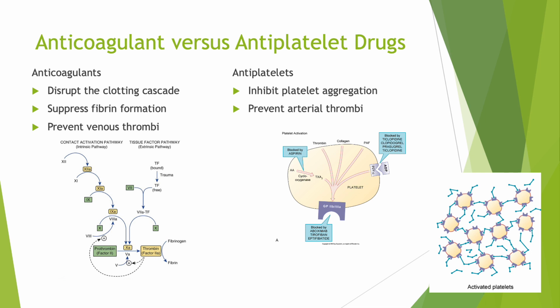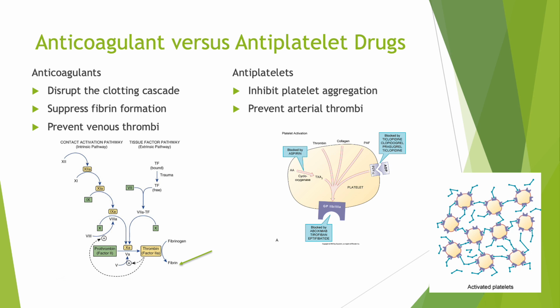Remember, anticoagulants have the word coagulant in there, so we're referring to the coagulation cascade. And what's the whole point of this coagulation cascade? It produces fibrin. And remember, fibrin is what forms that mesh involved in the formation of a blood clot, often at the site of an injury. So anticoagulants prevent formation of fibrin, which in turn prevents formation of those venous blood clots.